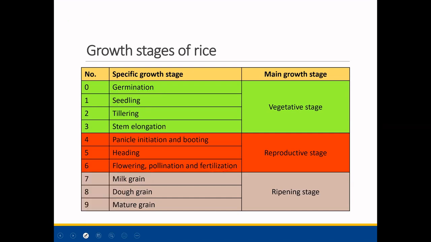This table will be very useful to you. In one slide you can identify everything. There are three major stages, and the vegetative stage has four subdivisions, starting from 0: 0, 1, 2, 3. And then 4, 5, 6 is the reproductive stage, and 7, 8, 9 is the ripening stage. Okay?